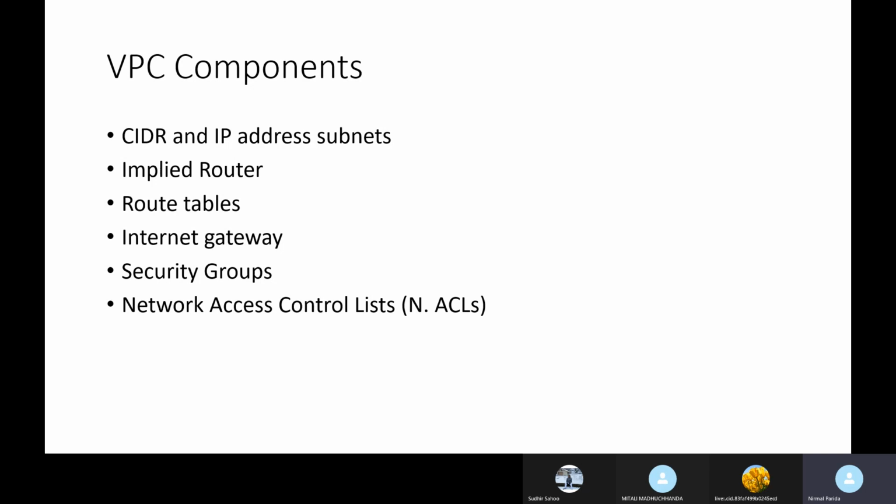And next is your network access control list. This is also another security firewall, you can say, and this will be added at the subnet level. But those rules are different from the security rules of your security group, and the network ACL also, those are different. We'll discuss that in detail.